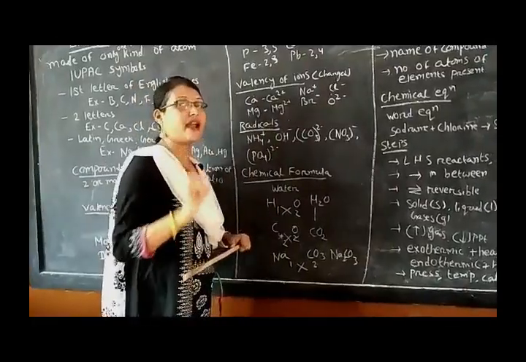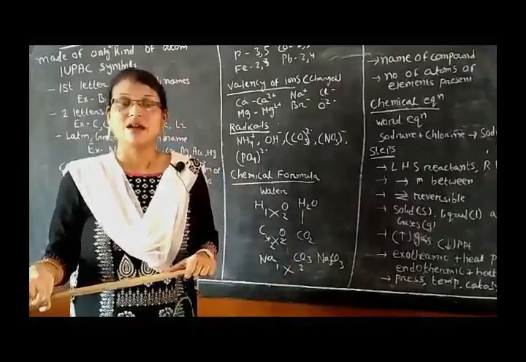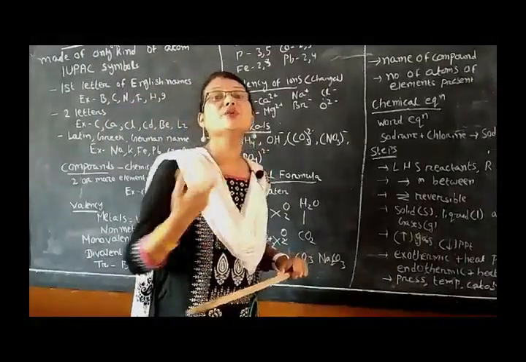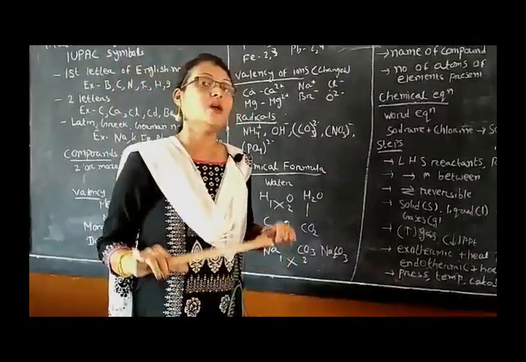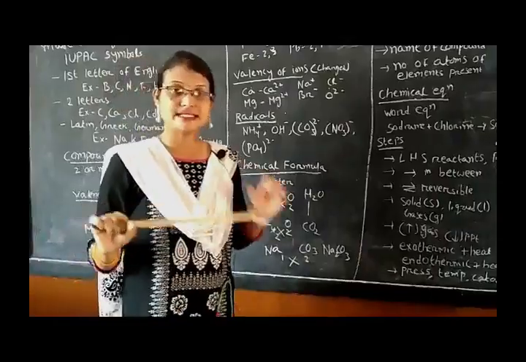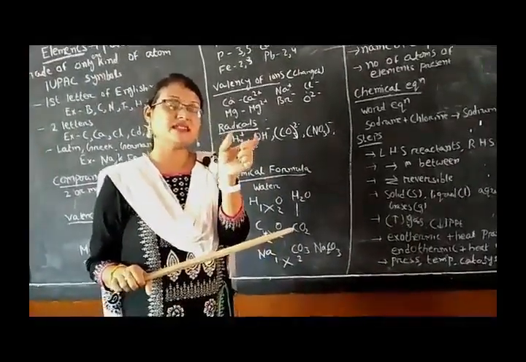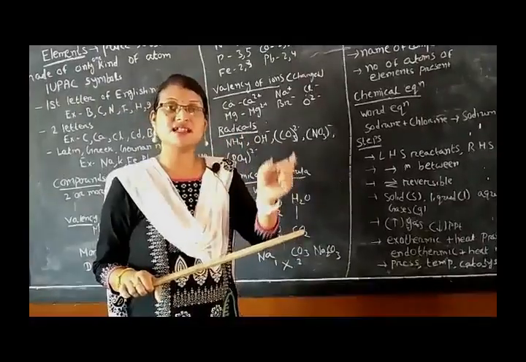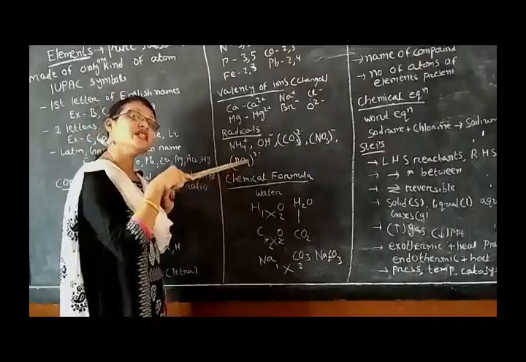Radicals are a group of atoms that possess a single valency, but it will behave as one unit. A group of atoms that behave as a single unit possessing a charge is called a radical. Understood? A group of atoms that behave as a single unit possessing a single charge are radicals. For example, this one is ammonium.